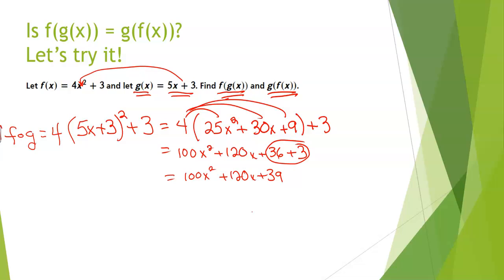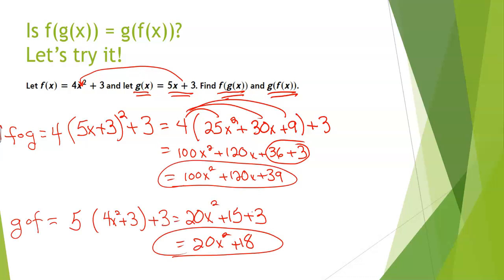All right, I want you to try g of f of x and see if you get the same answer. You get the same thing that I did? So this is 20x squared plus 18. Notice this is g of f of x. So I took the output of f of x, which is 4x squared plus 3, and that is now the input to the g of x. So instead of 5x, I do 5 times whatever this is, 4x squared plus 3. And then I distribute out, right, and got 20x squared plus 15, and then I combine these and got this.